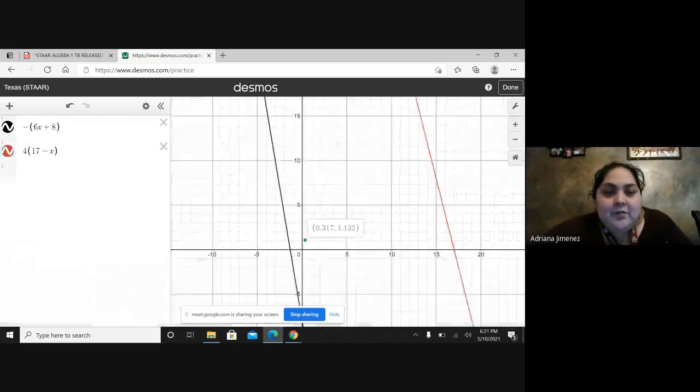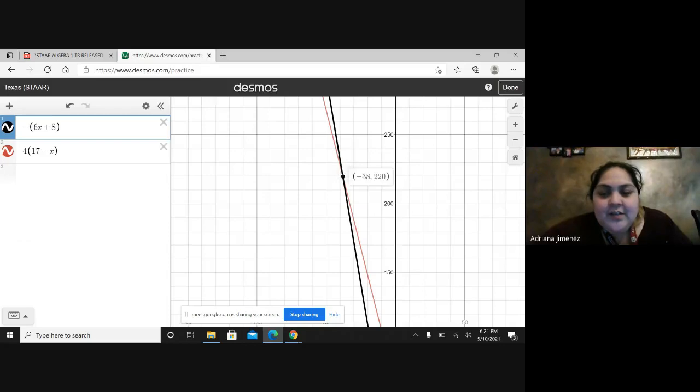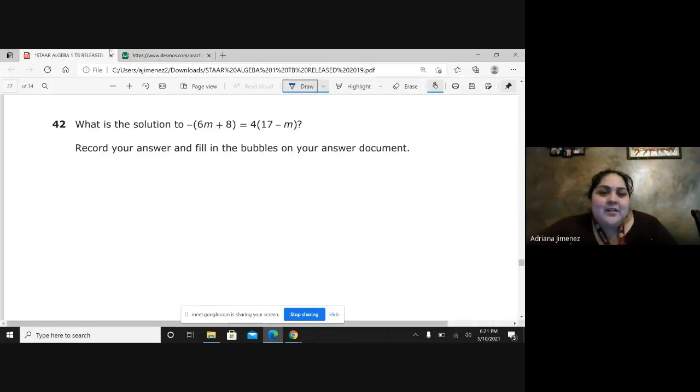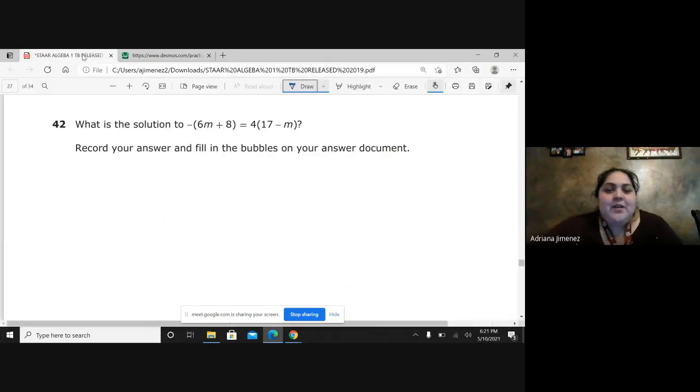Okay, I'm going to have to zoom out for these so I see where they intersect. Click on the dot. It says negative 38. Okay. So then that means that's what I'm going to type in here. I'm going to put negative in the first box, 3 in the second, and 8 in the third box.